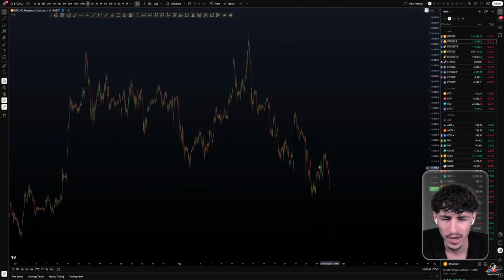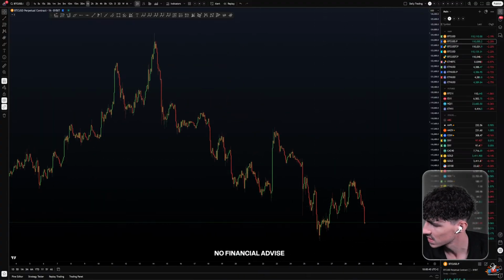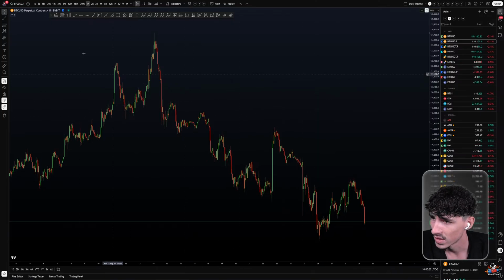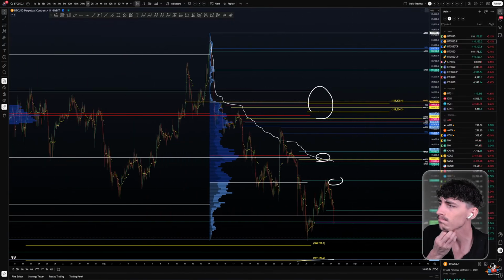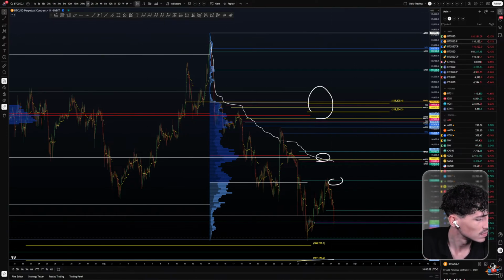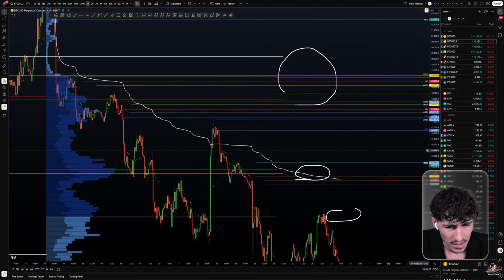So overall, very weak move right now on Bitcoin. We're getting a lot of shorts in the market, and we're hitting a support right now. So let's update everything here. Levels are here. There you go. Good. As you can see, we are hitting the big support.